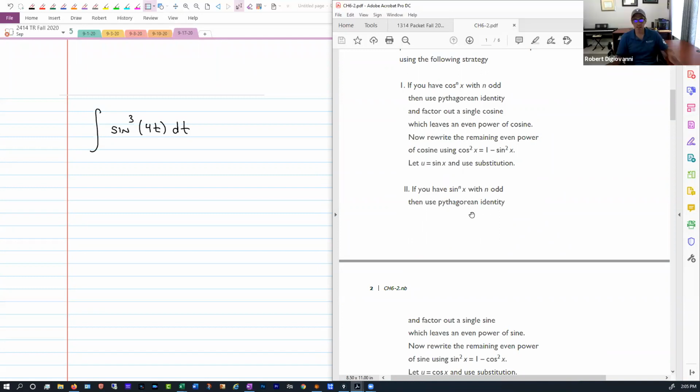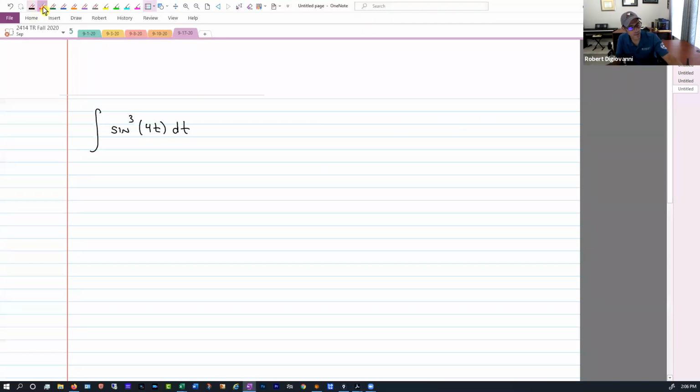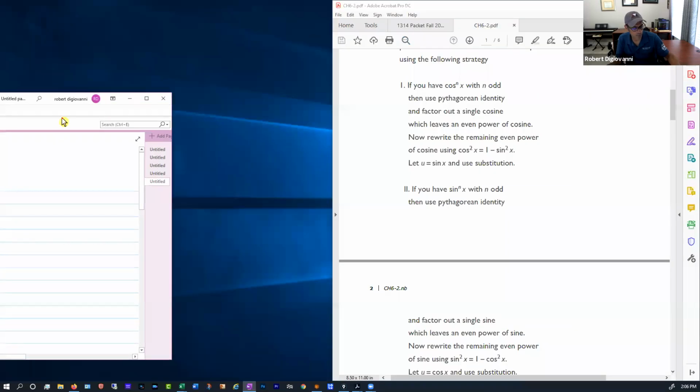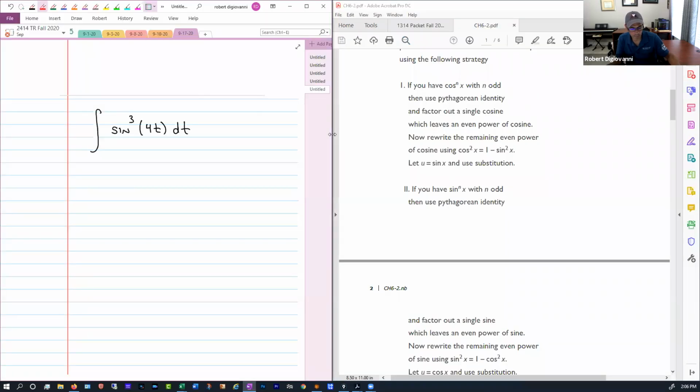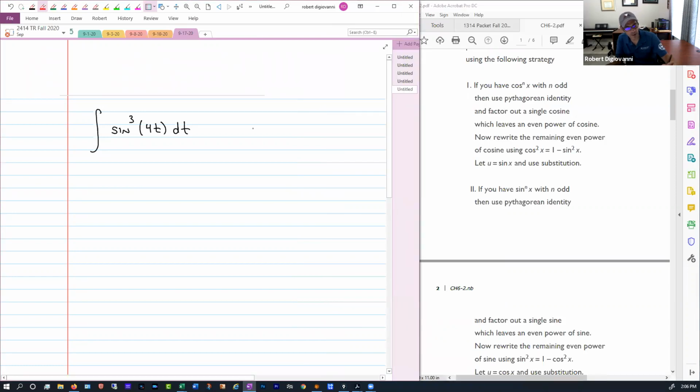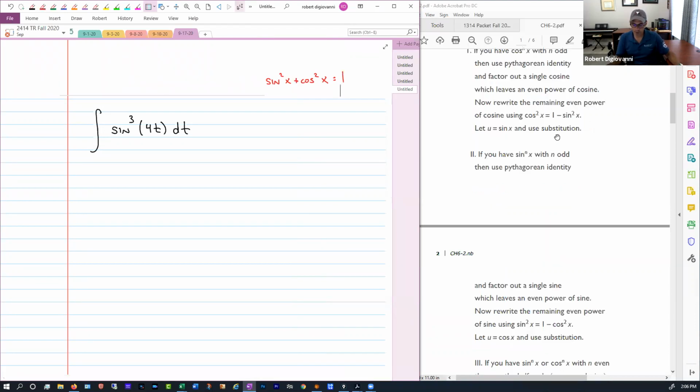All right, so what does it say for us to do? Use the Pythagorean identity. So I'm going to use this identity right here. I'm going to write my Pythagorean identity down over here: sine squared x plus cosine squared x equals 1. Okay, I'm going to use that Pythagorean identity.